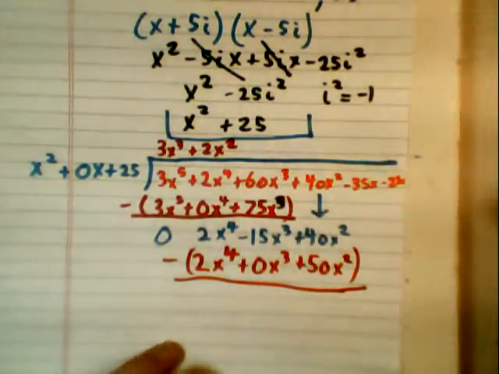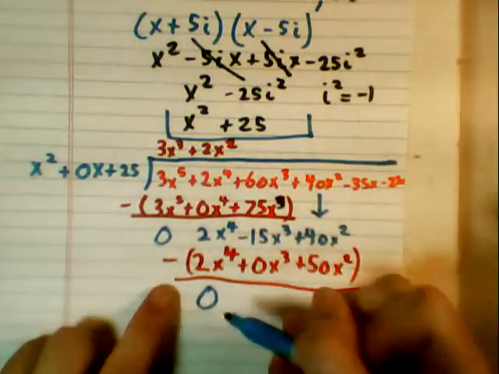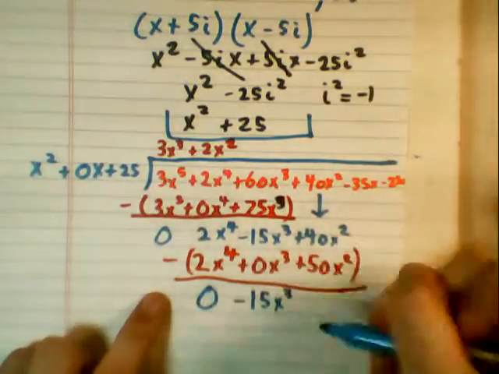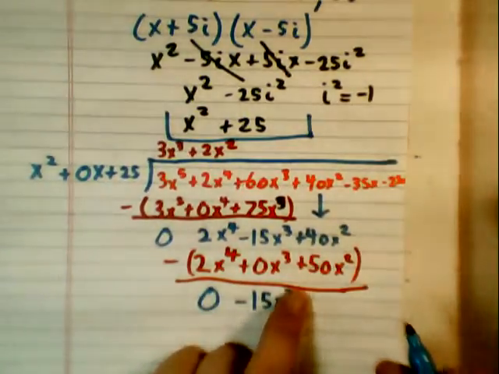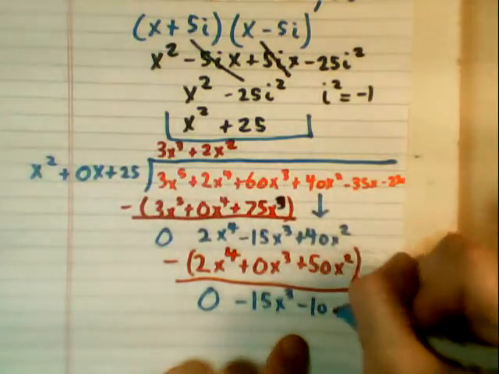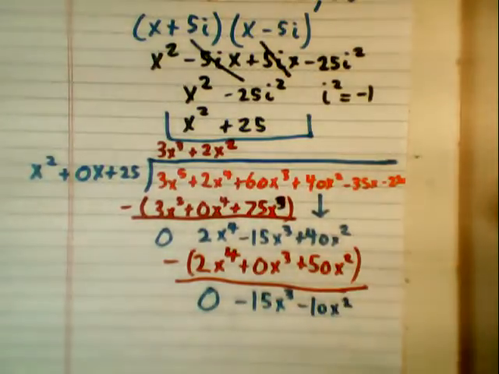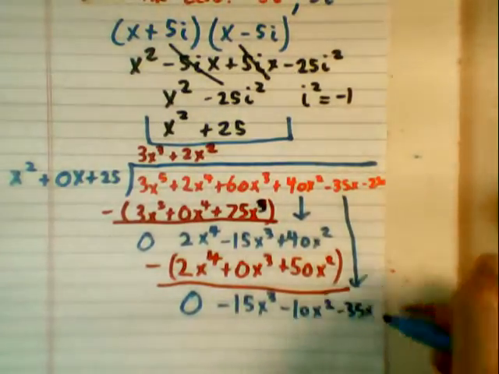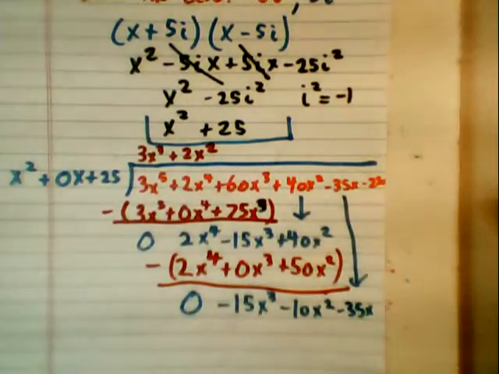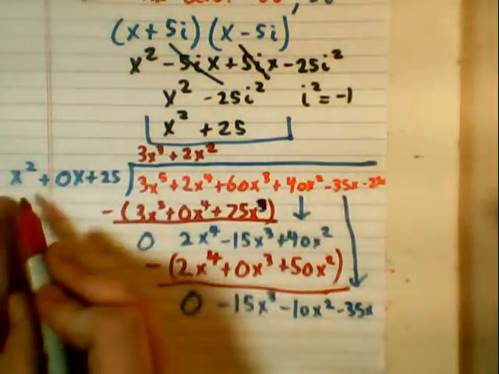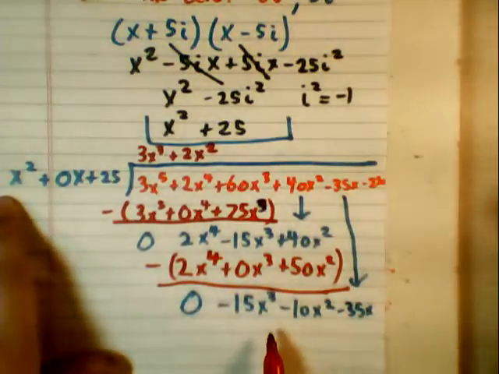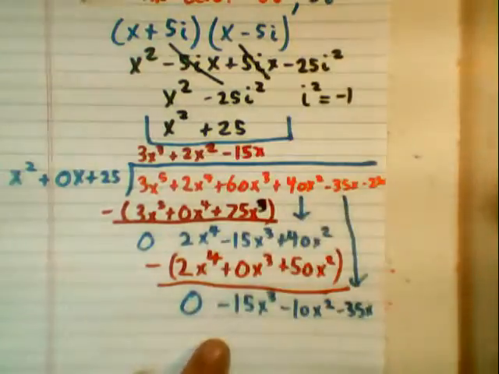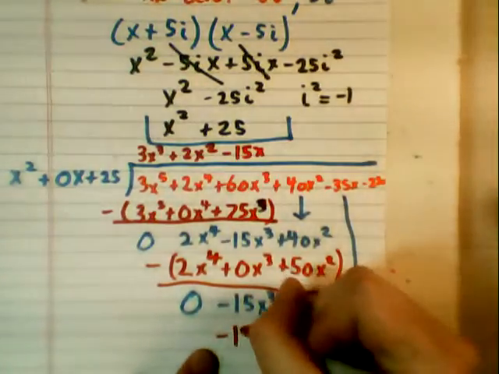Okay. So let's go ahead and subtract. We get 0, negative 15 minus 0, still negative 15x to the 3rd. 40 minus 50 is negative 10x squared. Okay, and let's bring down this negative 375x. Like I said, I'm running out of room. Okay, so what times x squared will get us negative 15x to the third? Well, negative 15x will get us that. So, negative 15x.